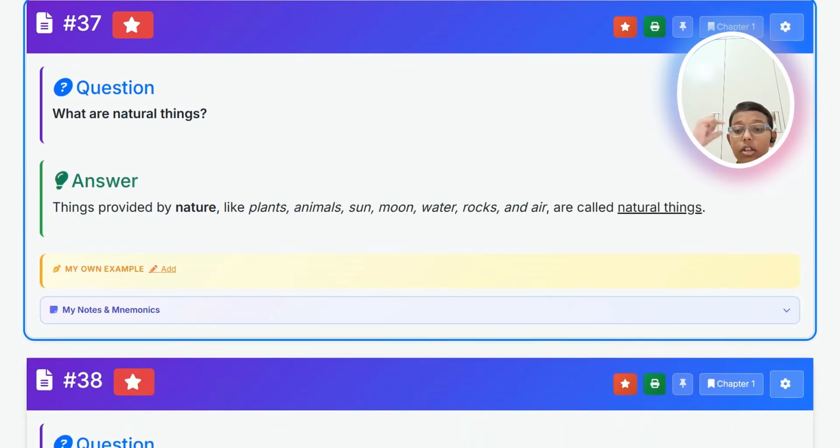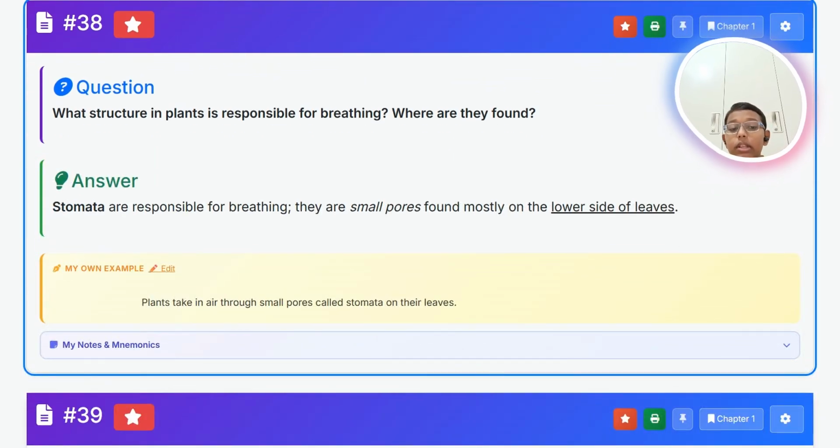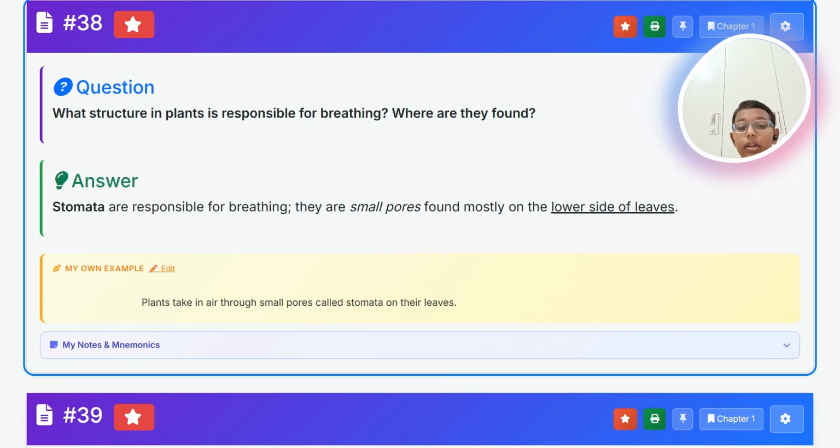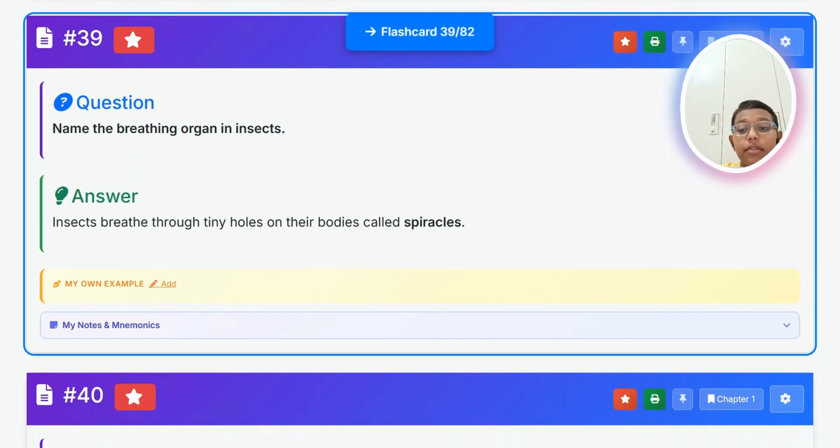What are natural things? Things provided by nature, like plants, animals, sun, moon, water, rocks, and air, are called natural things. What structure in plants is responsible for breathing? Where are they found? Stomata are responsible for breathing. They are small pores found mostly on the lower sides of leaves. Plants take in air through small pores called stomata on their leaves.